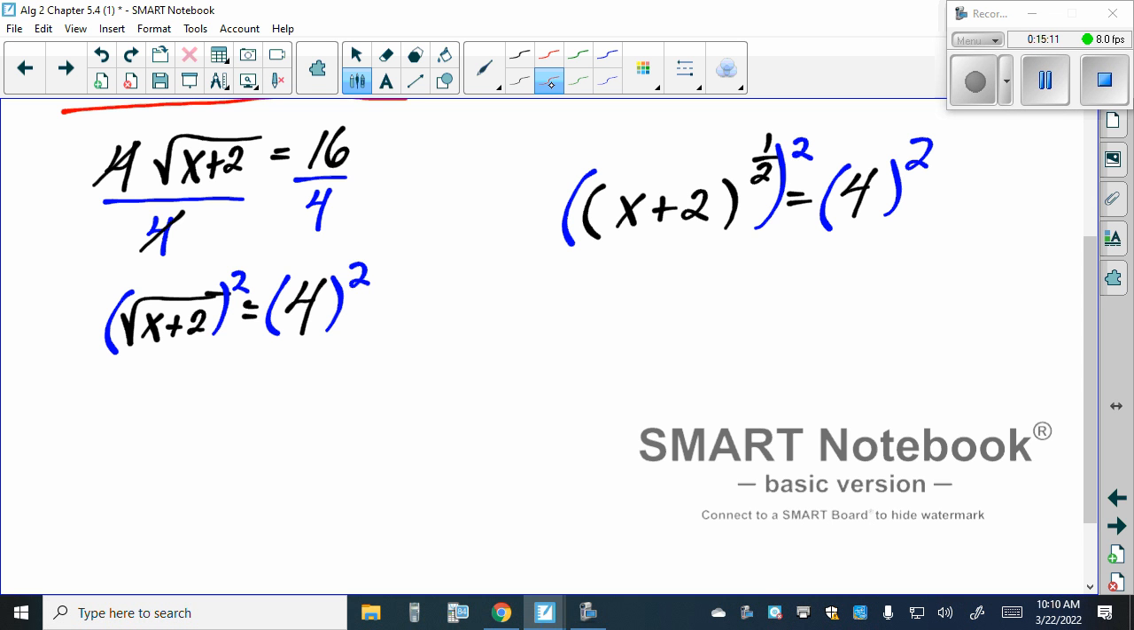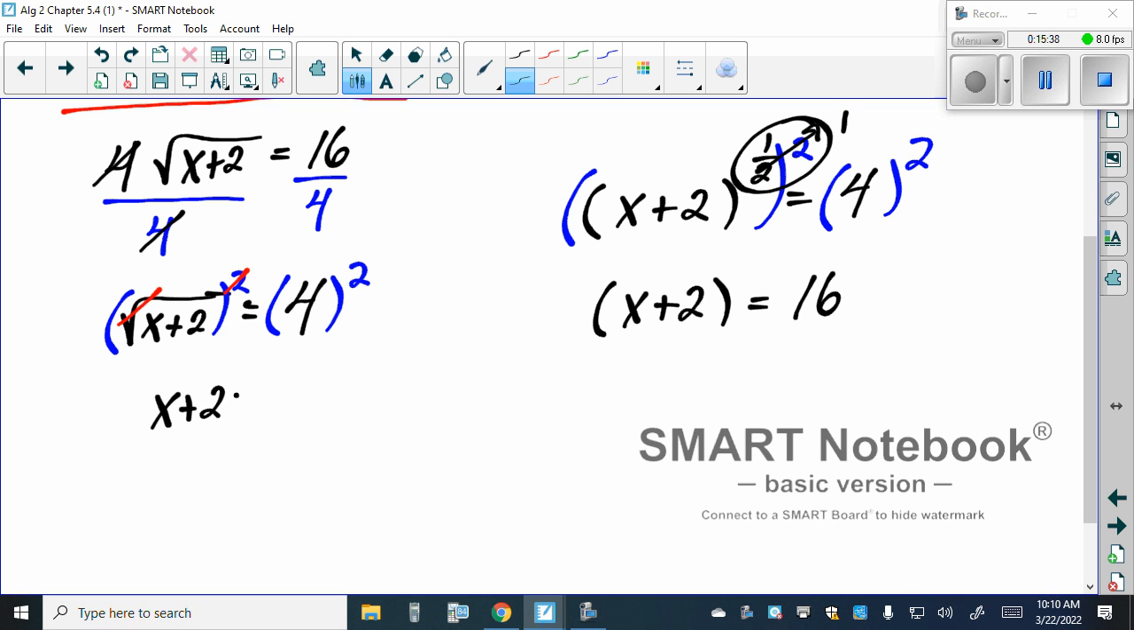We're very used to the nice, easy shortcut of saying, okay, when we square a radical, they cancel out. But realistically, what we're saying is we have x plus 2 to the 1/2 squared, and our 1/2 times 2 is just 1. So we're just saying x plus 2 is equal to 16. That's why this worked. That's why this is so nice.